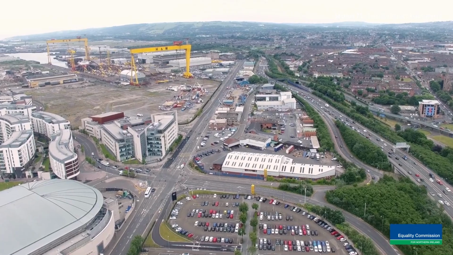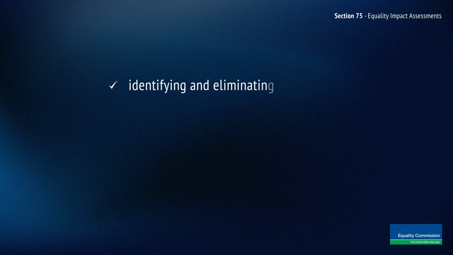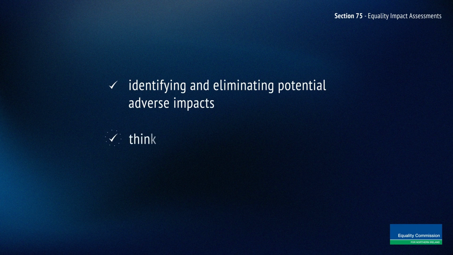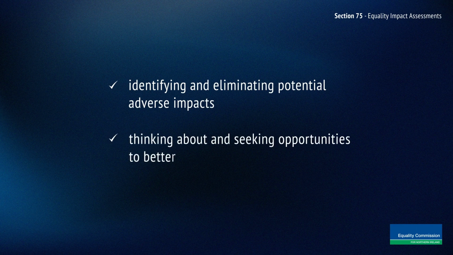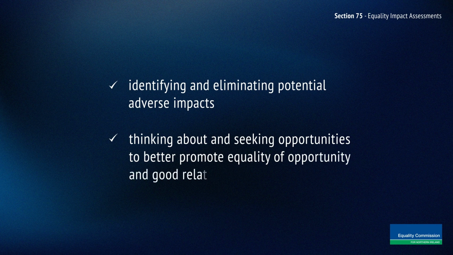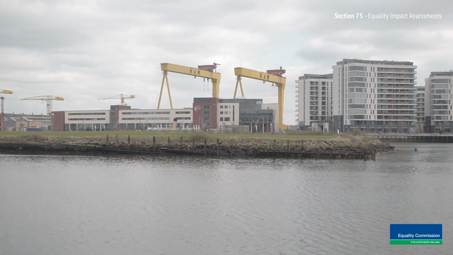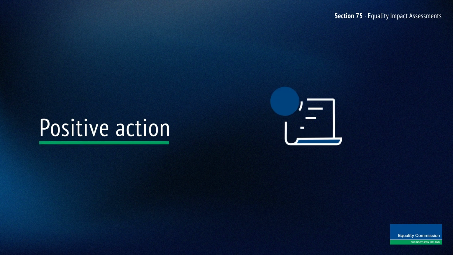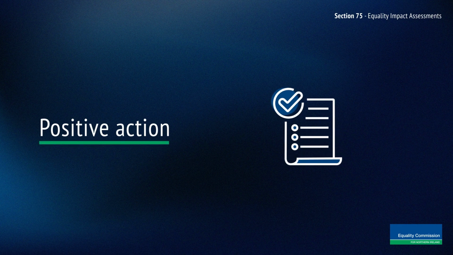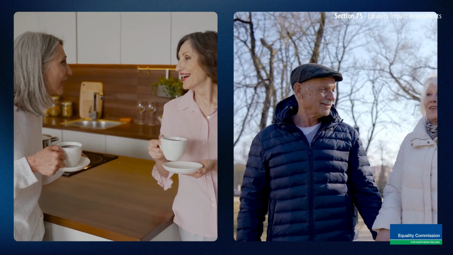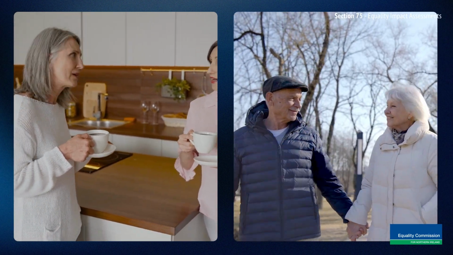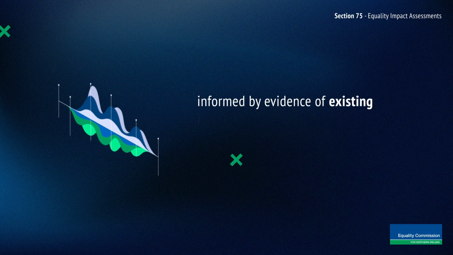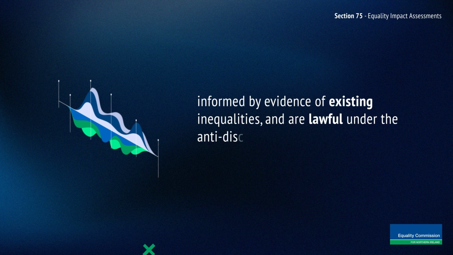These considerations are not only about identifying and eliminating potential adverse impacts, but also about thinking about and seeking opportunities to better promote equality of opportunity and good relations through the policy. A good way to do this is to consider taking lawful positive action. It is totally appropriate to consider taking positive action when developing policies, for example, by developing particular services for women or older people, as long as you can show those decisions are informed by evidence of existing inequalities and are lawful under the anti-discrimination or other laws.